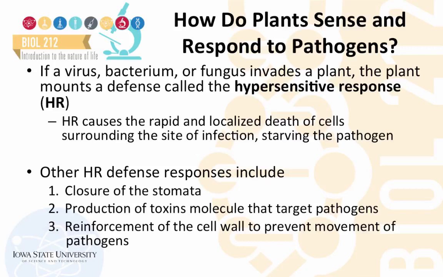How do plants sense and respond to pathogens? If a virus, bacterium, or fungus invades a plant, the plant mounts a defense called the hypersensitive response, or HR. HR causes the rapid and localized death of cells surrounding the site of infection, starving the pathogens, preventing the spread of infection to other parts of the plant. Other HR defense responses include closure of the stomata, production of toxin molecules that target pathogens, and reinforcement of the cell wall to prevent movement of pathogens from one cell to the other.